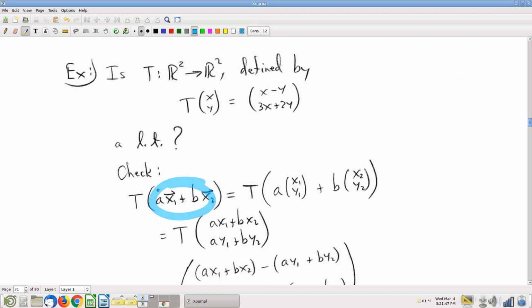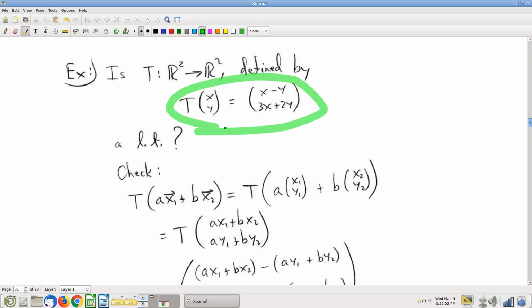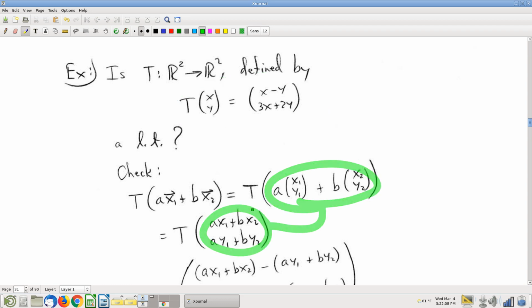This linear combination of vectors x1 and x2. x1 has coordinates, let's write those out. x2 has coordinates, let's write those out. Why am I writing out in terms of coordinates? Well, the function's defined in terms of coordinates, and I'm going to need to plug into it, so we need coordinates. Okay. This linear combination, we know how to take linear combinations of vectors. That's just Math 212.